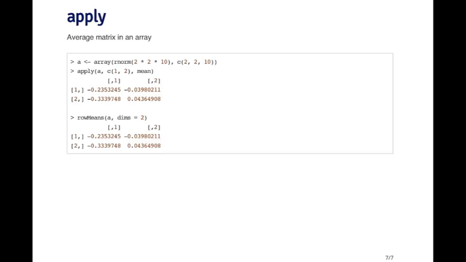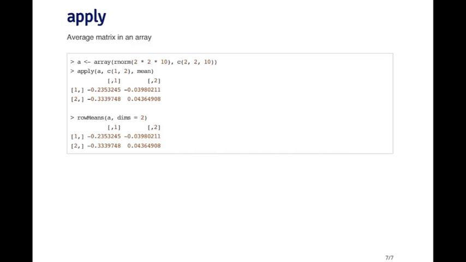Now, suppose I had more than just a matrix. Suppose I had an array that I want to do something with. So here I'm creating an array which has normal random variables, and it has two rows and two columns, and the third dimension is 10. I'm not sure what you would call that dimension. But you can think of this as a bunch of 2 by 2 matrices that are kind of stacked together. And the idea is, I have a bunch of 2 by 2 matrices, and I want to take the average of those 2 by 2 matrices.